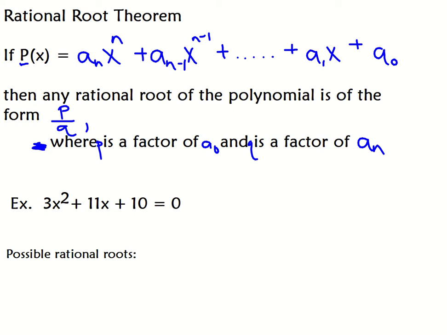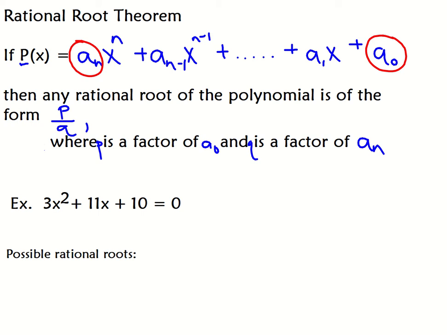So if we break that down, and then we can do an example. If we take our constant term as well as our leading coefficient, if there is a rational root, it's got to be a factor of the constant term over a factor of the leading coefficient. There is not guaranteed to be any rational roots. It could be irrational or even imaginary, and then we wouldn't be able to use this theorem, but this theorem is helpful for any root that is rational.